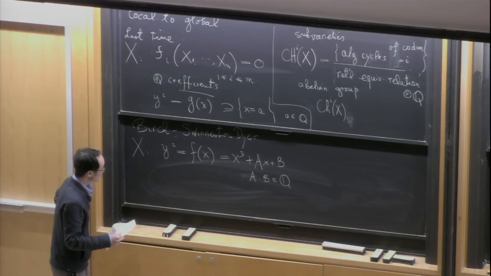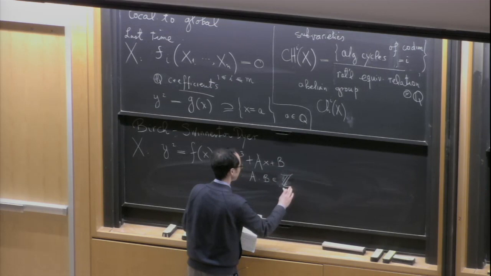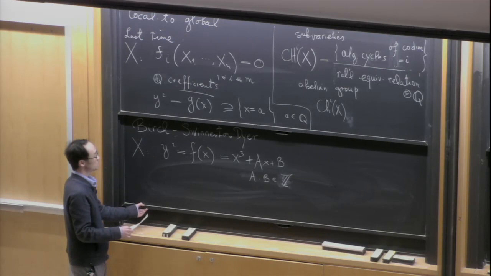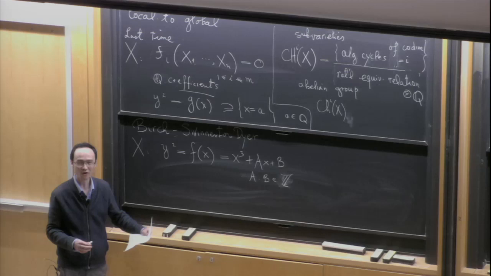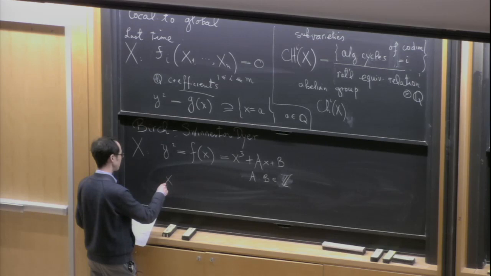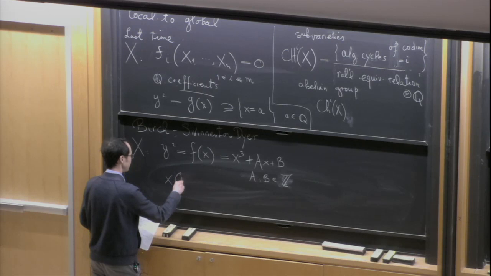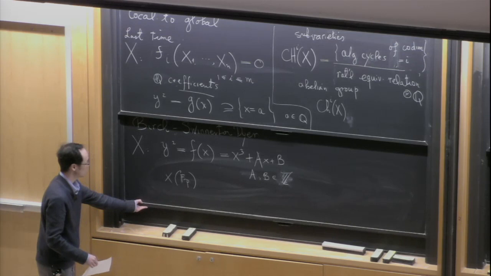I can assume this actually has a Z coefficient just by changing variable and so on. So what Birch and Swinnerton-Dyer considered was what we may call some local information from what we did on Monday. Namely, you consider the point modulo P. So now I have integral coefficients here, so we can consider the number of solutions over Z modulo P, the finite field of P elements where P is a prime number.